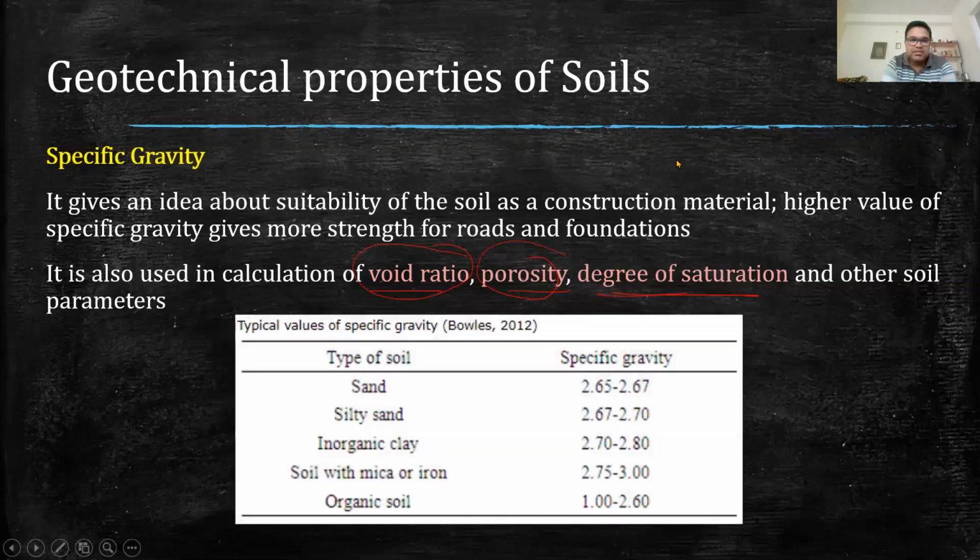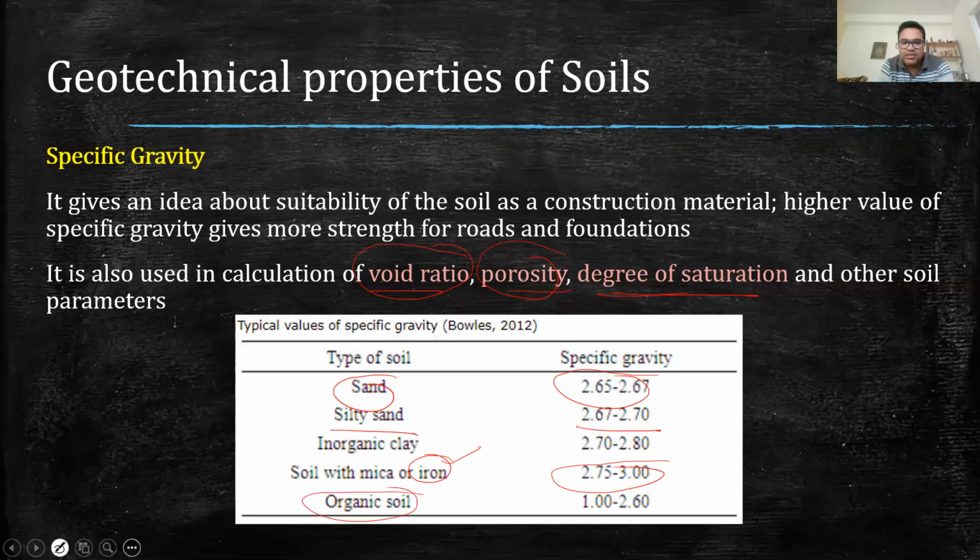So here we will see the specific gravity of some of the soils. If there is a sandy soil, specific gravity of soil varies between 2.65 to 2.67. Similarly, if there is a silty soil, the value varies around 2.67. Now, if the soil has some iron content also, then you can see the specific gravity increases. It has a value up to 3 also.